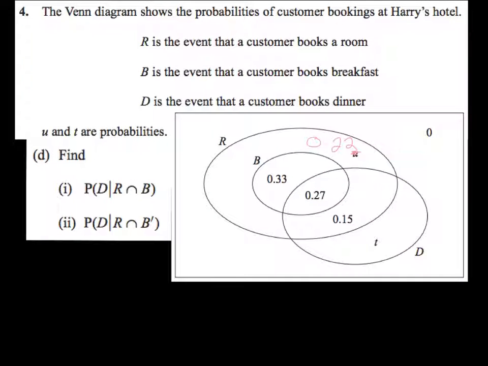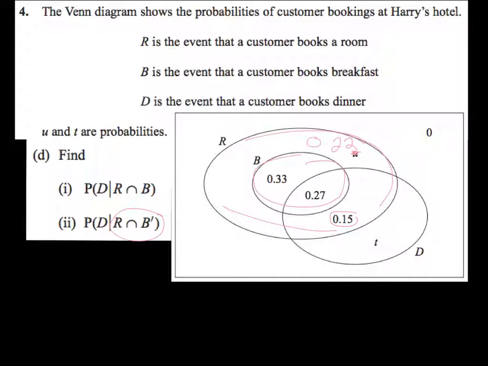Similarly, in part 2 here, the easiest way to solve this is by interpreting the Venn diagram. So here, start off with our new subset. Our subset here is R intersection not B. Now this one is quite tricky. In context, this means the probability that they stay overnight, so they have a room, but they don't have breakfast. So that is going to be this group here.